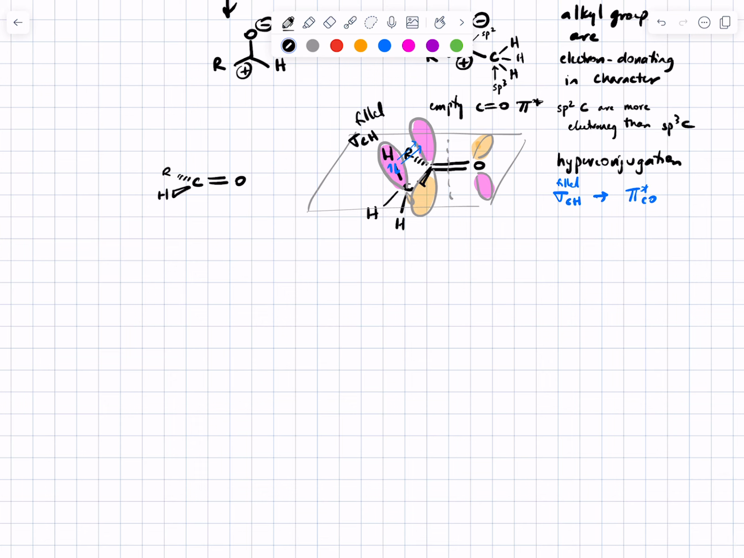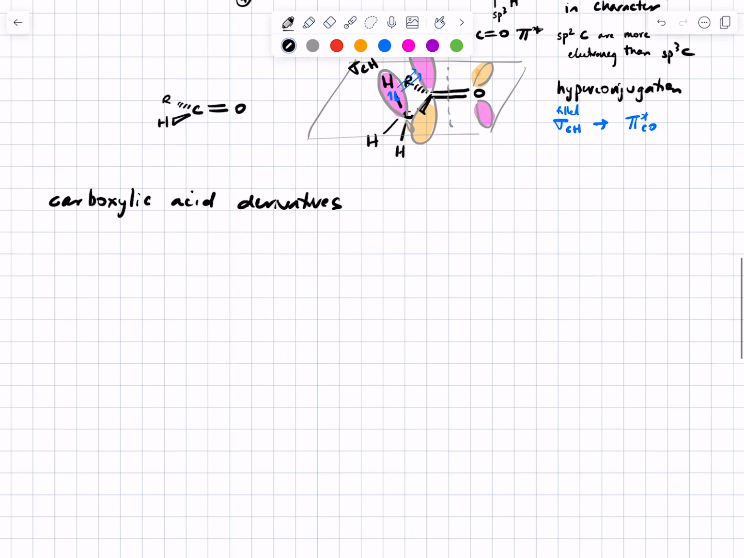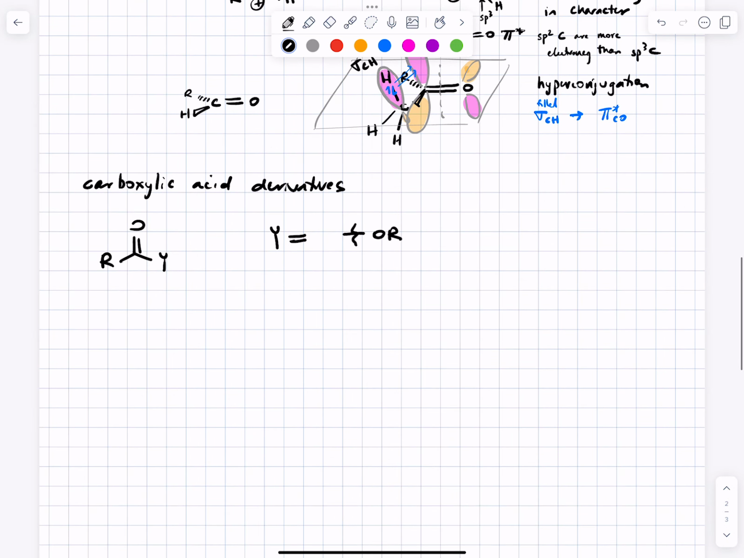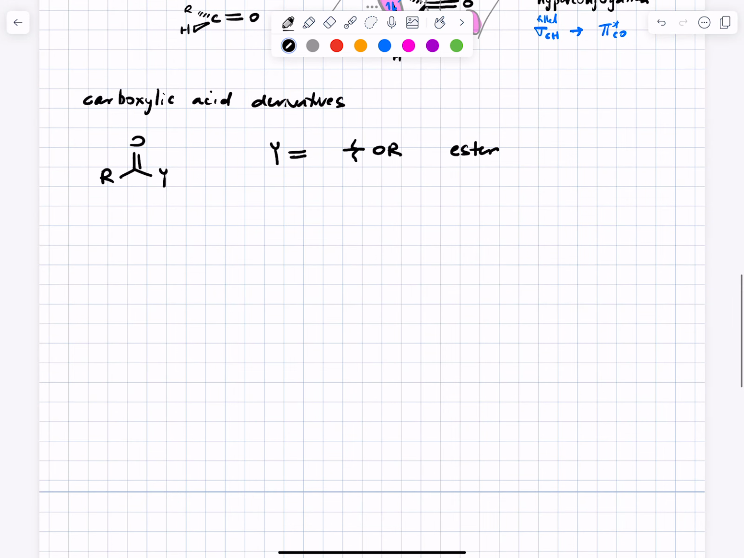What I'm going to show you now, depending on what the Y group is, these are generally called carboxylic acid derivatives. And they involve often heteroatoms attached to the Y group. So if the Y group is an OR group, then what we have is an ester. The squiggly line here indicates that we've attached whatever this is to the carbonyl carbon.